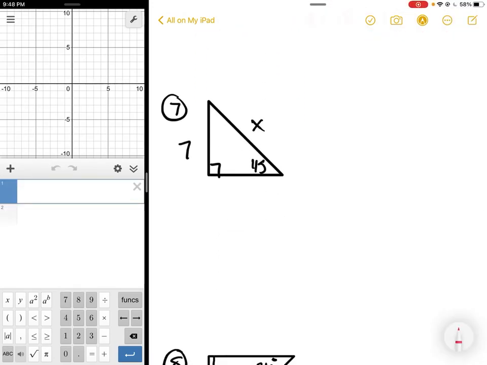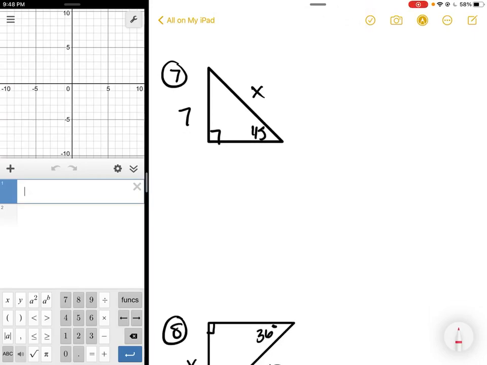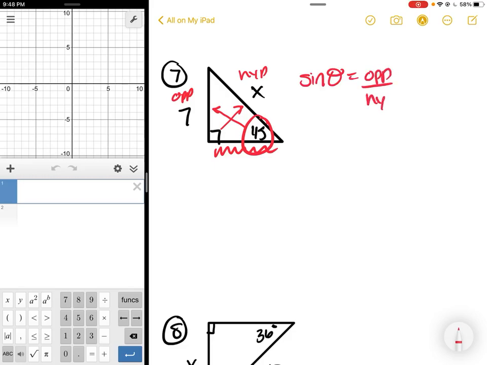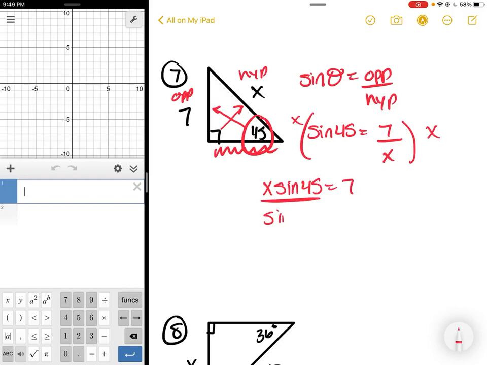Number 7. Is the hypotenuse there? Yes, we have a hypotenuse. So label it. Circle your angle. Across from an angle, we do have an opposite. We do not have an adjacent. So this is going to be sine theta equals opposite over hypotenuse. My angle is 45. Opposite is 7 and hypotenuse is x. In these, you're going to multiply by your denominator. So now I have x sine of 45 is equal to 7. Divide by sine of 45.